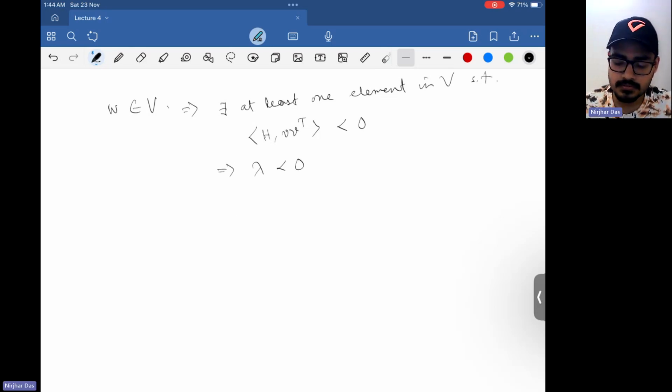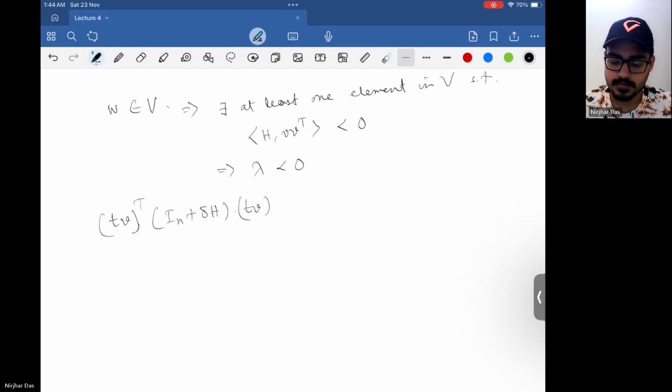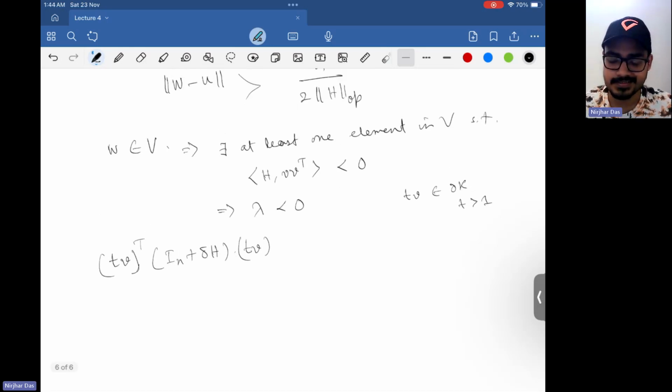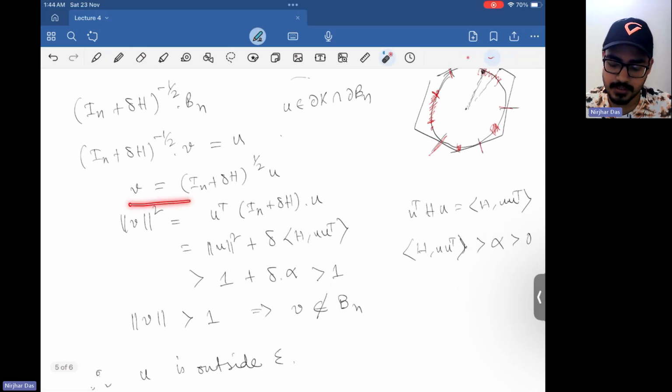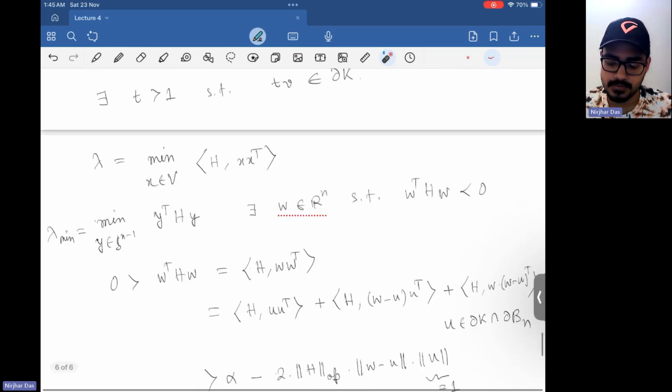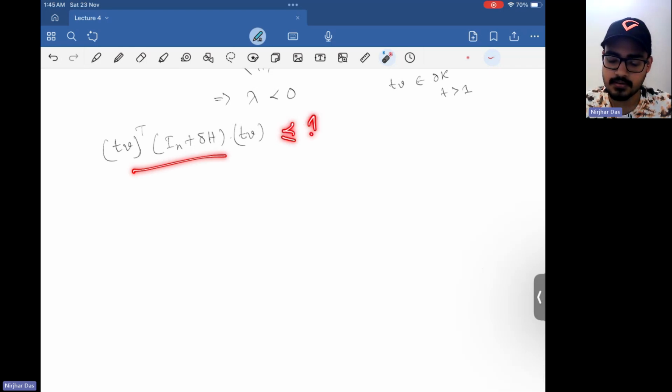And if lambda is strictly less than 0, then what happens to the norm of basically t v times t v transpose plus delta h into t v, right? Where t v belongs to delta K, t greater than 1. So what happens to this? Basically, we want to now check whether t v lies inside the ellipsoid or not. Basically, this is exactly how we checked whether u was lying inside the ellipsoid or not, right? So we will check whether the norm of the quantity here is less than or equal to 1, then we know that it's inside the ellipsoid. If it's not, then it's outside, right? That's what we will check here. So we will check whether this is less than 1 or greater than 1.